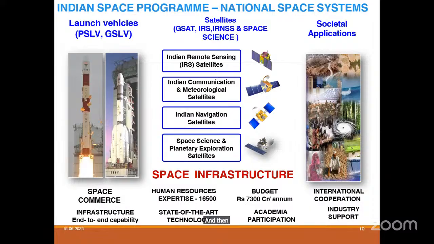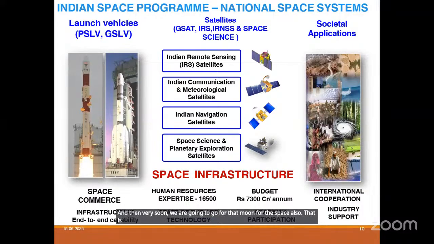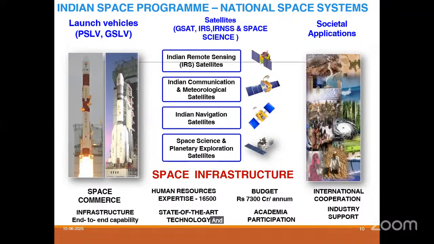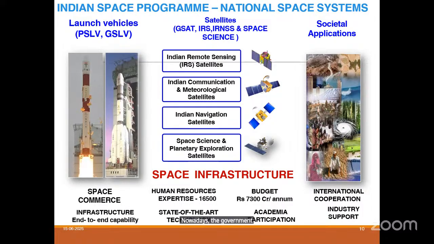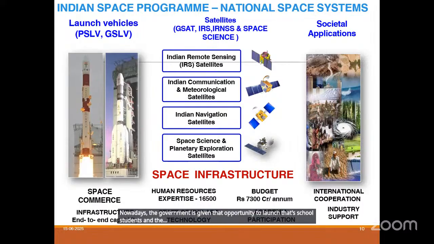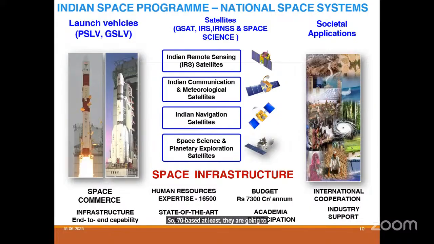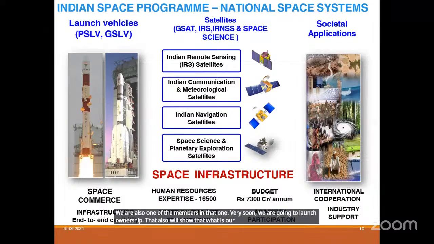And very soon we are going to go to the moon for space also. That is the Gaganyaan system we are using. And we have international collaboration, industry support, and academic participation. Why am I mentioning academic participation? Nowadays the government is giving the opportunity to school and college students to launch satellites, 75 Atmanirbhar. So 75 satellites are going to be launched. I'm very happy to inform you we are also one of the members in that. Very soon we are going to launch one satellite. I will also show what our space center in our college is like.